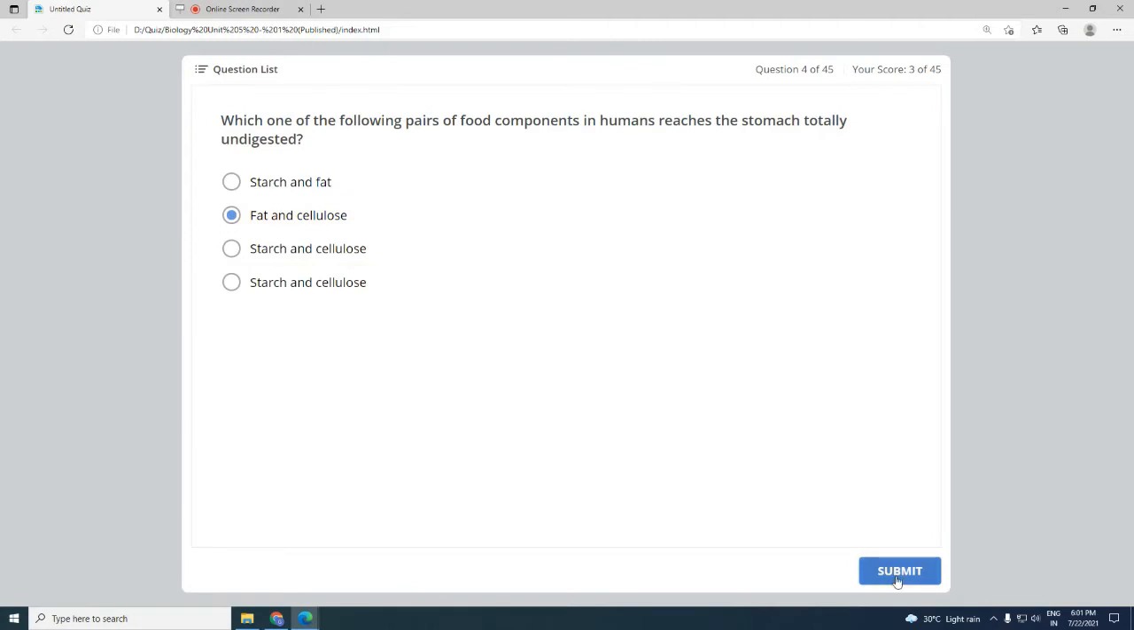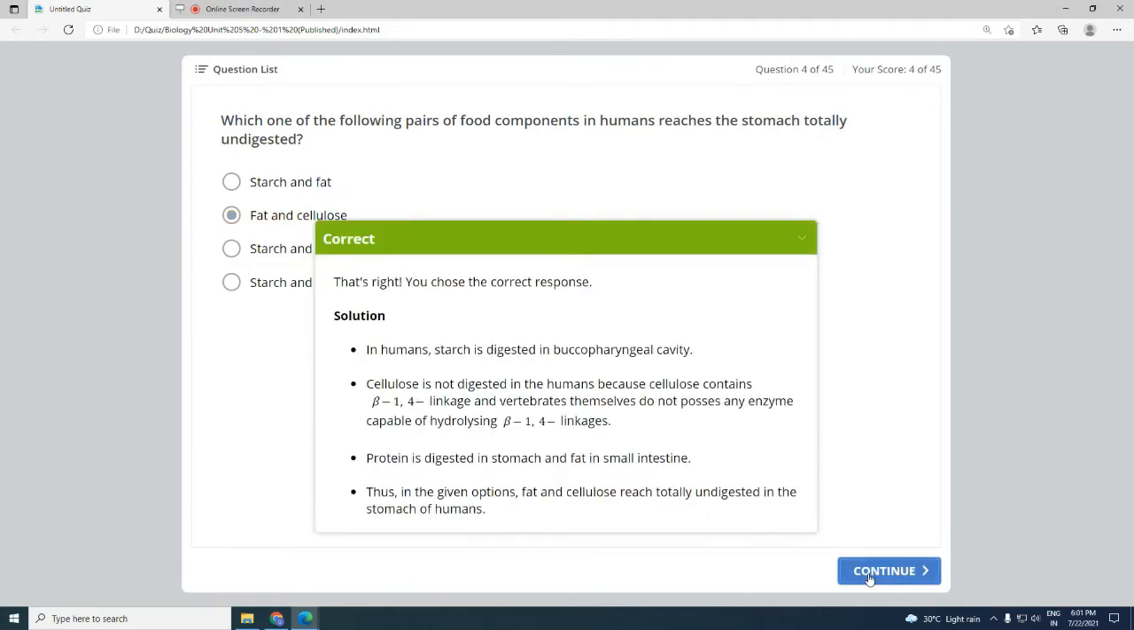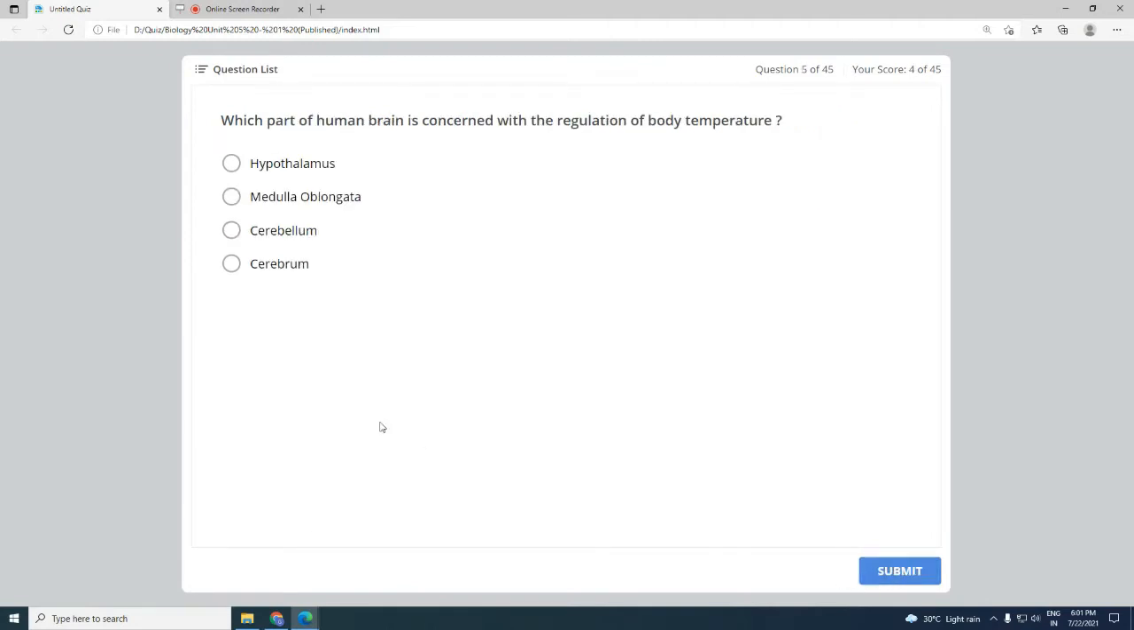Option B, fat and cellulose, is the right answer. The question number 5. Which part of the human brain is concerned with the regulation of body temperature? Identify the part. Is it hypothalamus, or medulla oblongata, or cerebellum, or cerebrum? Which part?